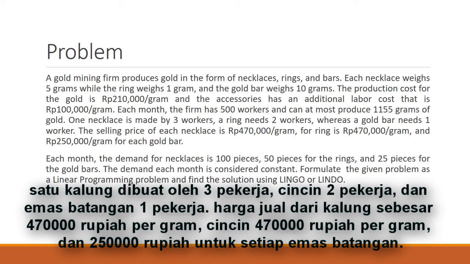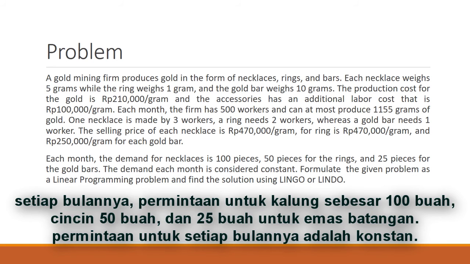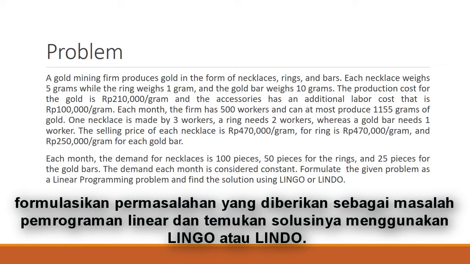One necklace is made by 3 workers, a ring needs 2 workers, whereas a gold bar needs 1 worker. The selling price of each necklace is 470,000 rupiah per gram. For the ring it is 470,000 rupiah per gram, and 250,000 rupiah per gram for each gold bar. Each month, the demand for necklaces is 100 pieces, 50 pieces for the rings, and 25 pieces for the gold bars. The demand each month is considered constant. Formulate the given problem as a linear programming problem and find the solution using Lingo or Lindo.